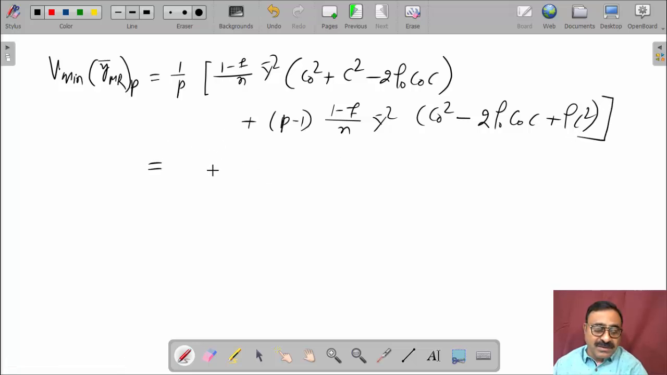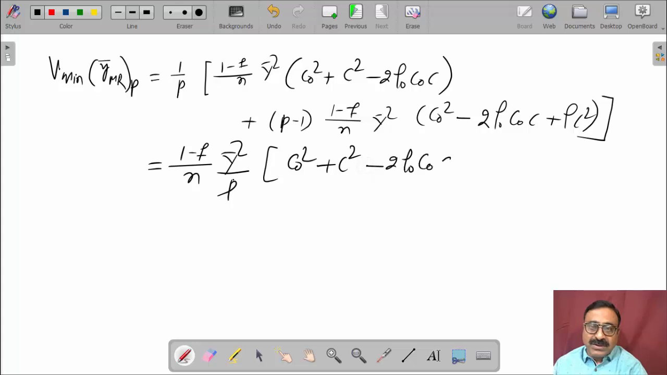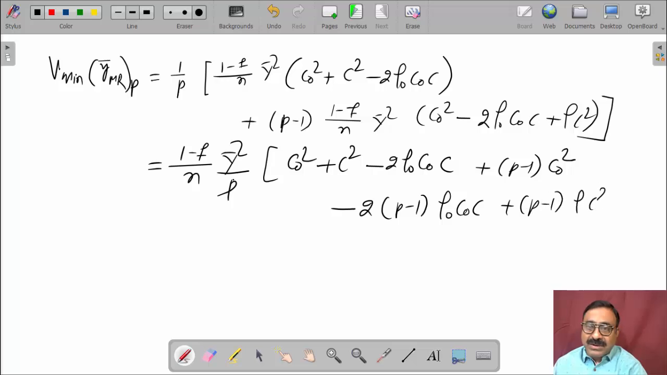So this will be equal to, on simplification, we can take 1 minus F by N y bar square common, then this will be y0 square by P. Then we have C0 square plus C square minus 2 rho 0 C0 C plus P minus 1 C0 square minus 2 P minus 1 rho 0 C0 C plus P minus 1 rho C square.